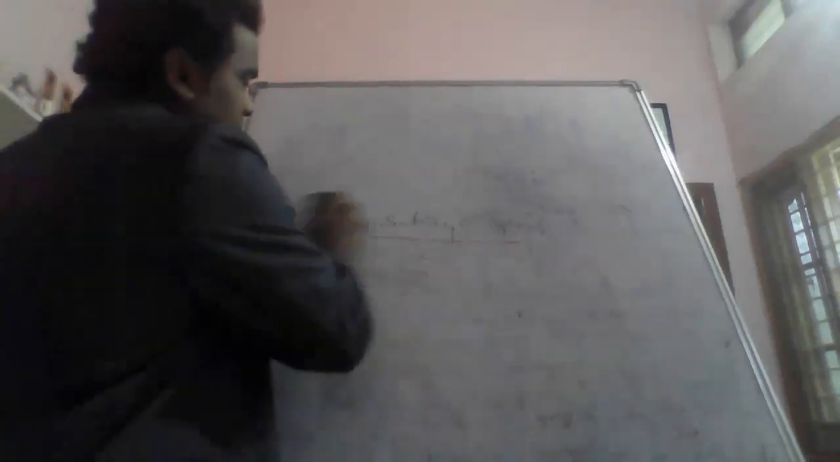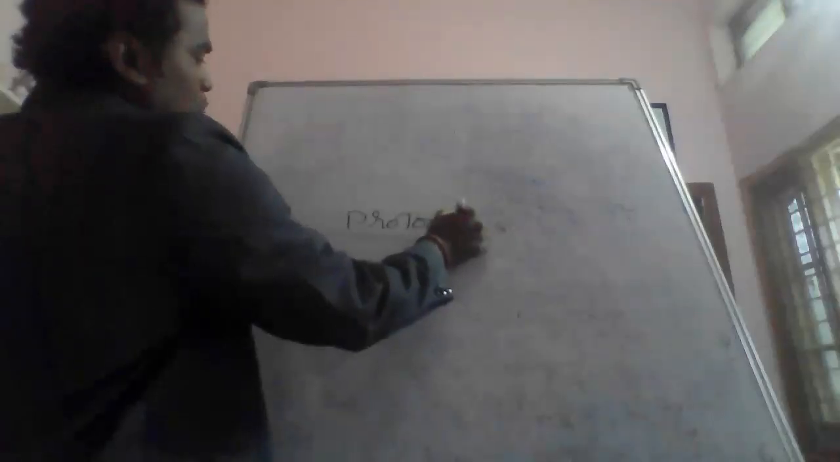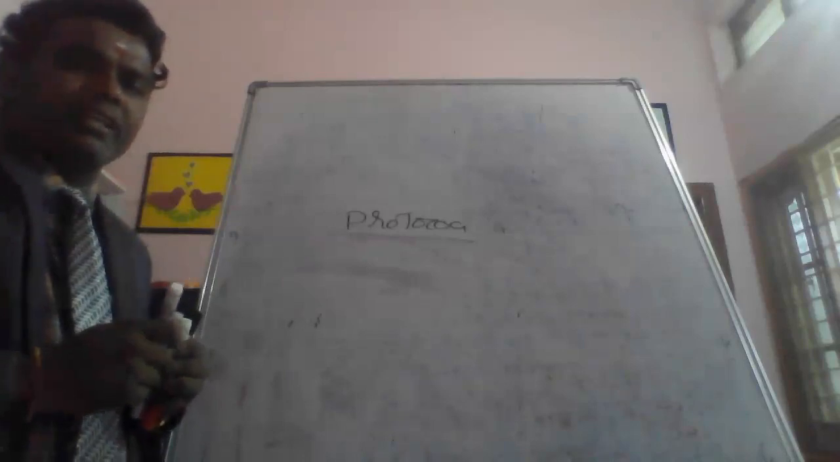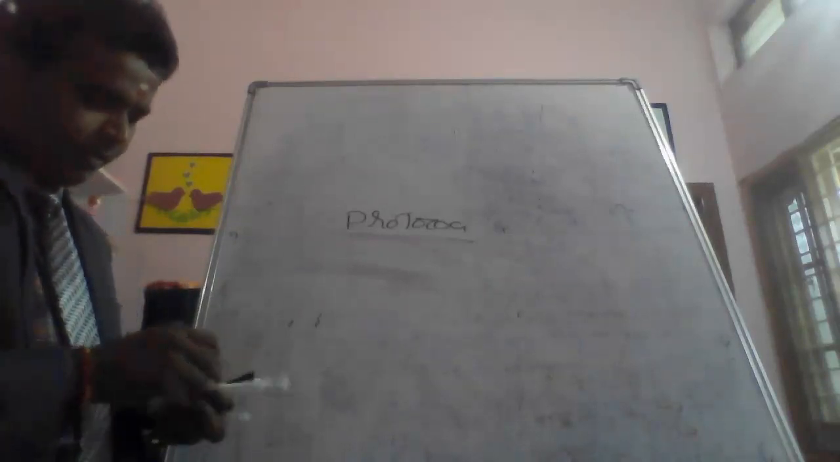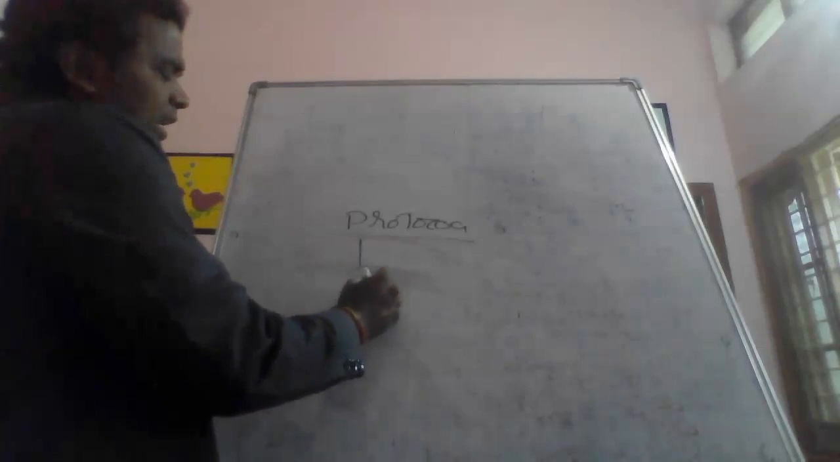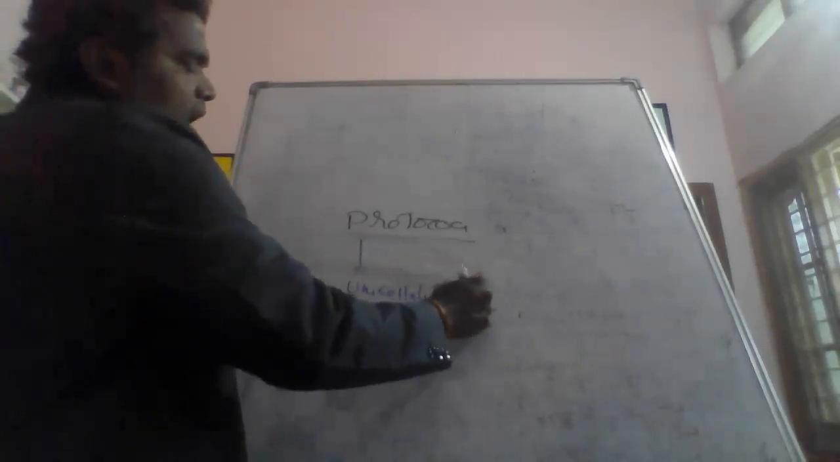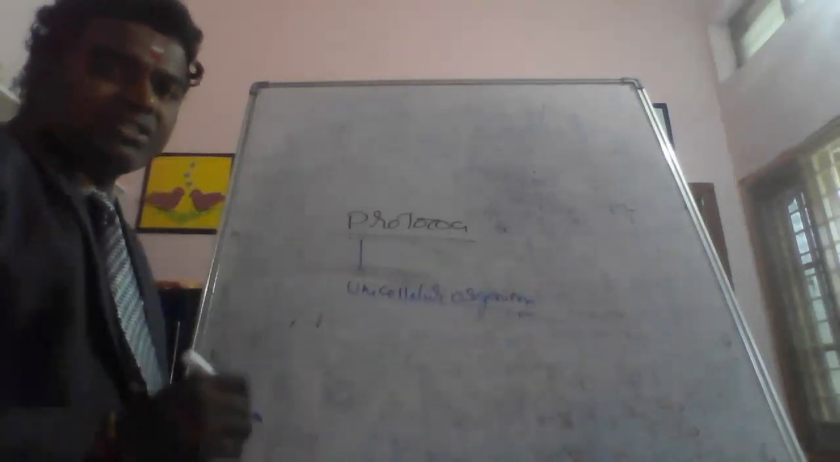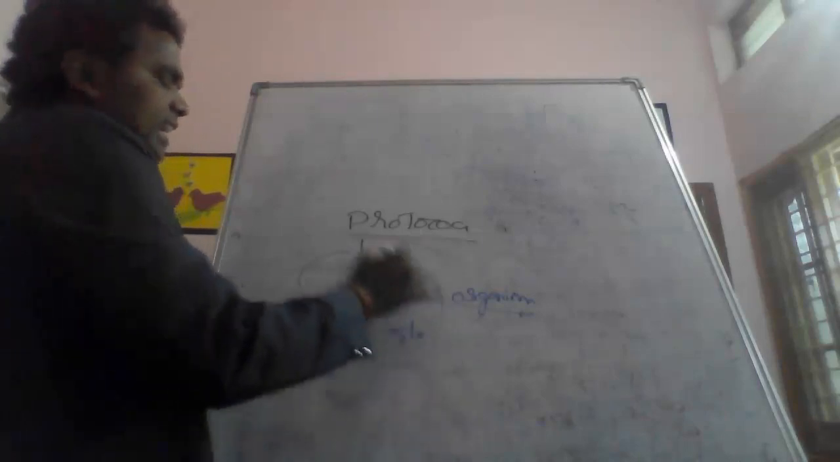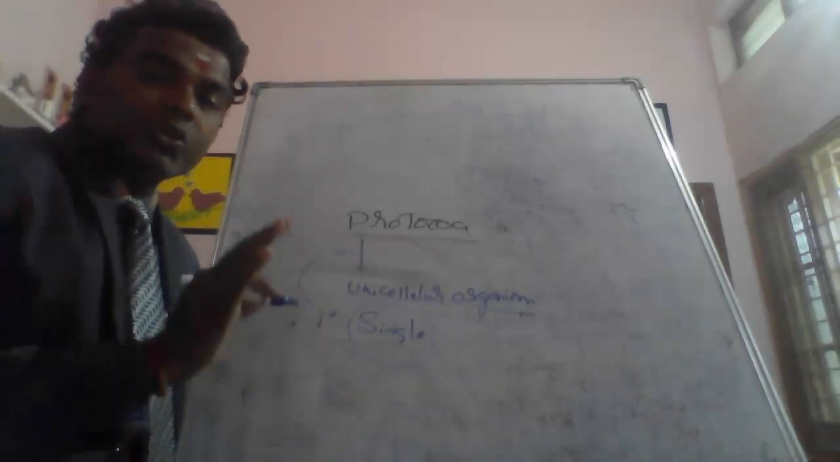Mainly, now I would like to go to protozoa. In protozoa, what type of respiratory organs are there? Remember one thing, protozoa are unicellular organisms. Unicellular organisms means these protozoans have a single cell, so there are no respiratory organs.